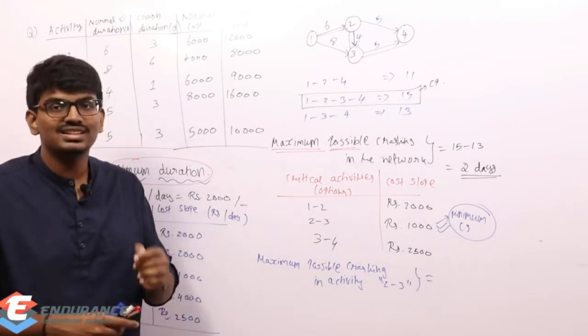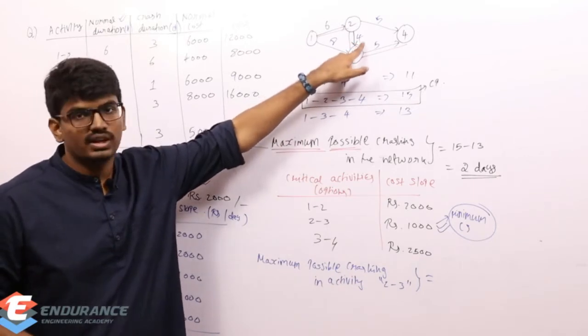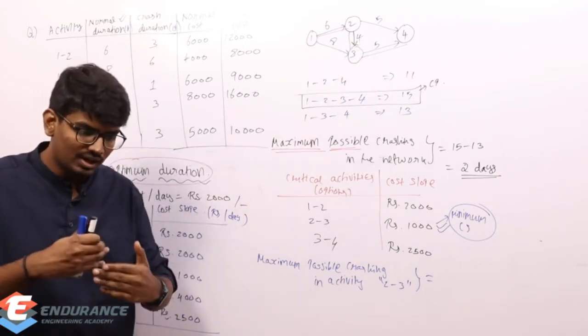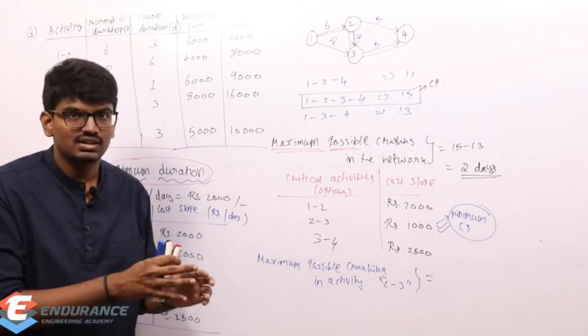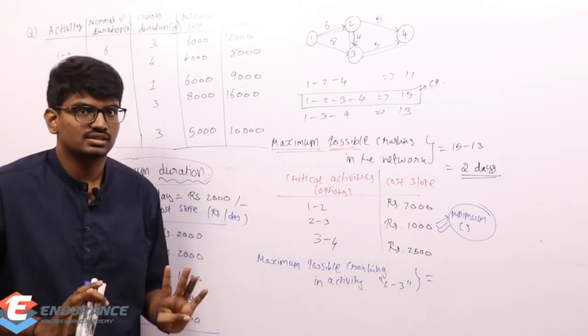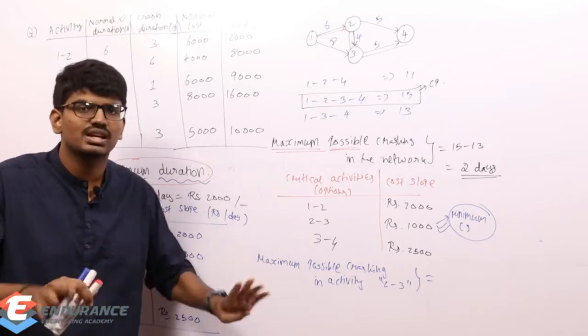The present duration of activity 2 to 3 is 4 days. Okay, it's 4 days. Now, what is the maximum possible reduction I could do? See, there is an activity, I can complete the activity in 4 days. How many days can I reduce it? Maximum, I'm asking about maximum. How many days maximum can I reduce it?